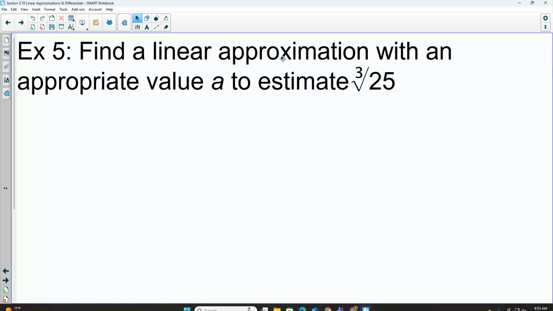Did you do that, the cube root of 25, was that the last thing in your notes?